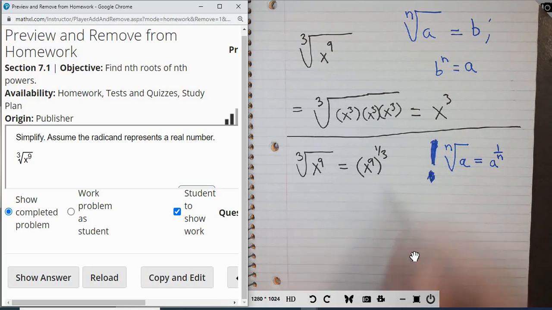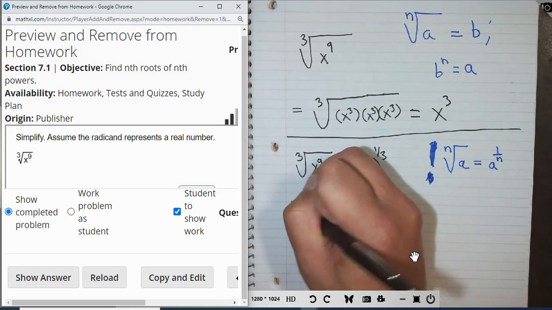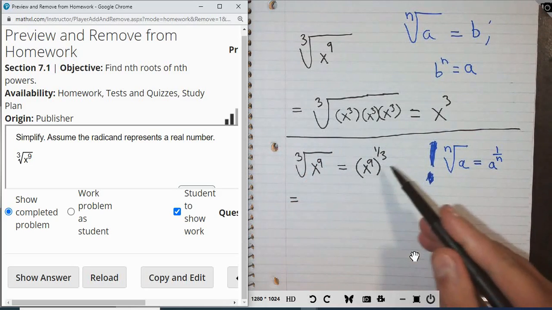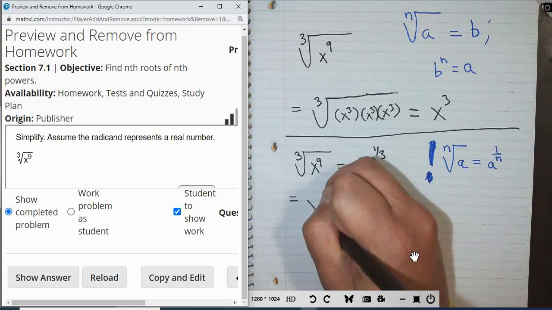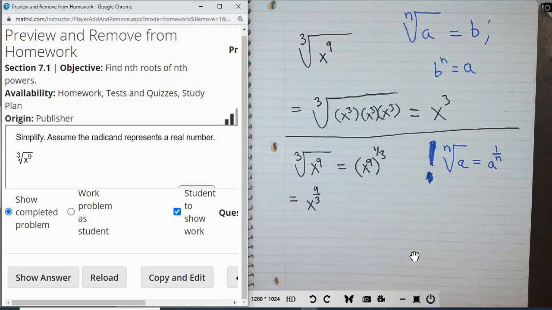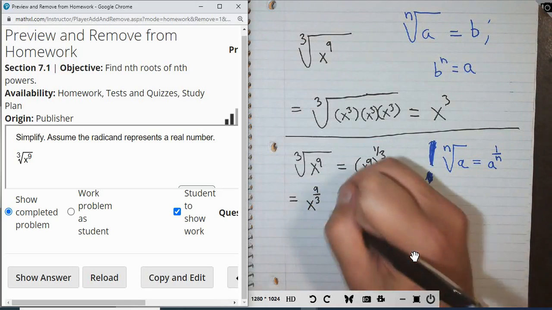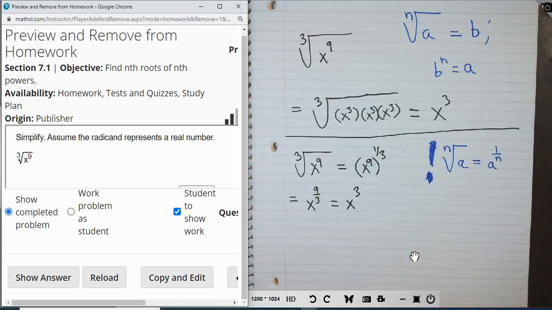The reason I like to do this is that we have a power to a power situation, so what we do is multiply our two exponents. Actually, what we're going to have here is x to the 9/3, or in other words, x to the 9 divided by 3, and 9 divided by 3 is 3.